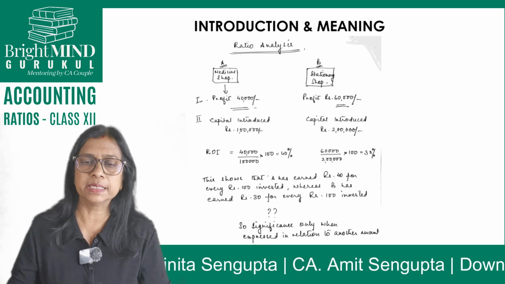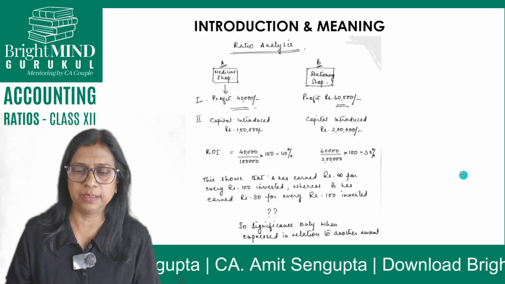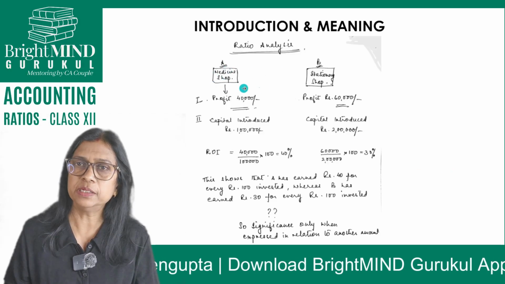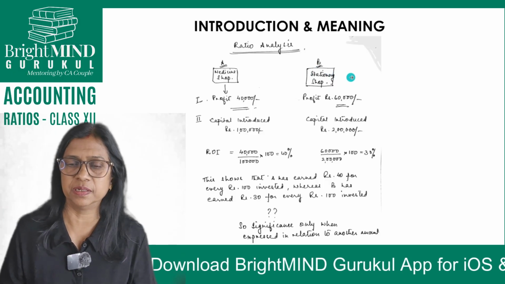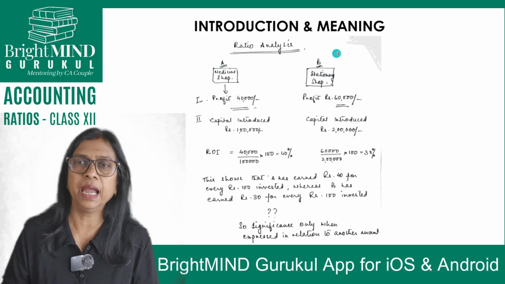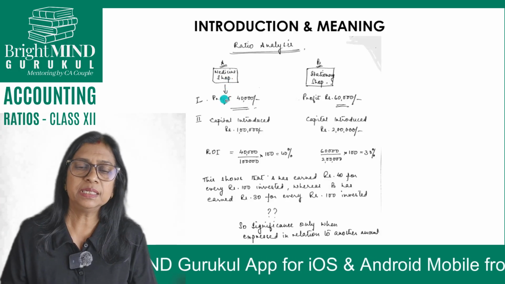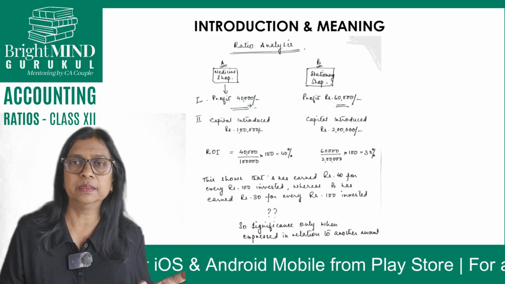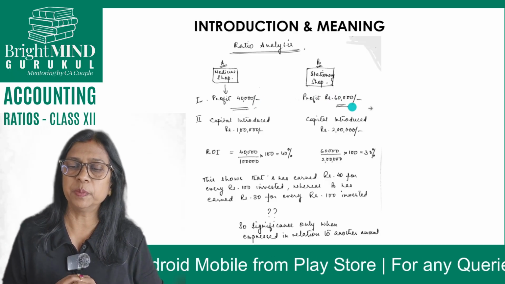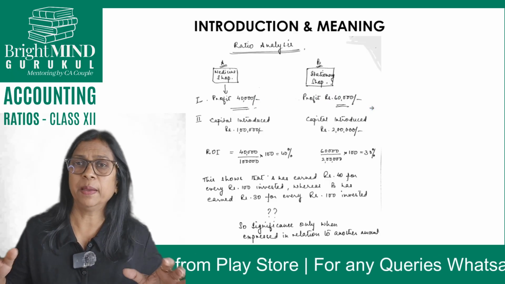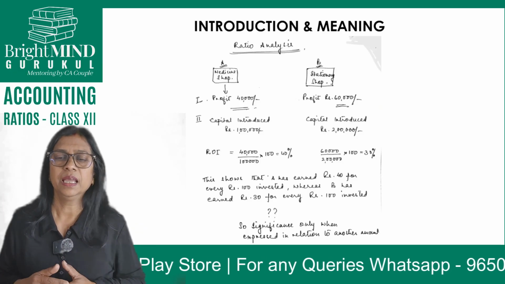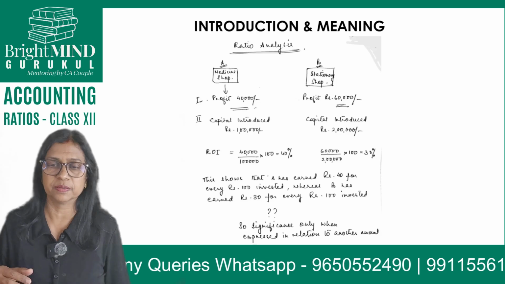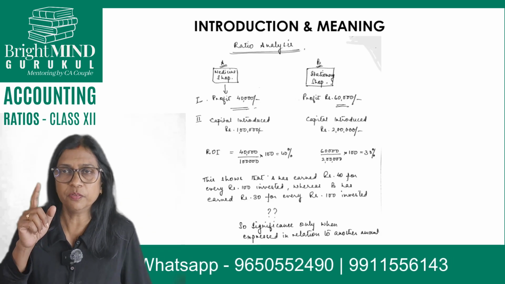Now let me explain with the help of a pictorial diagram. This is a medicine shop and this is a stationery shop. Let us name them A and B. The medicine shop makes a profit of 40,000 in a year and the stationery shop is earning 60,000. In the first instance, we see that the stationery shop is in a better position, as it is earning more profit. Now comes the question of ratios.